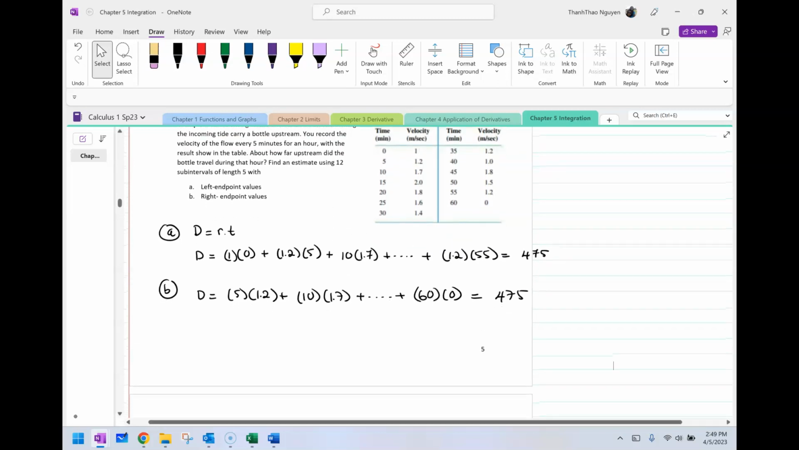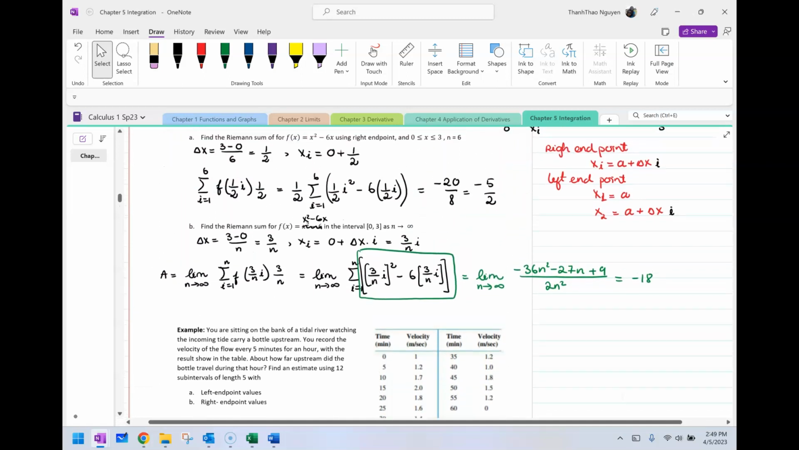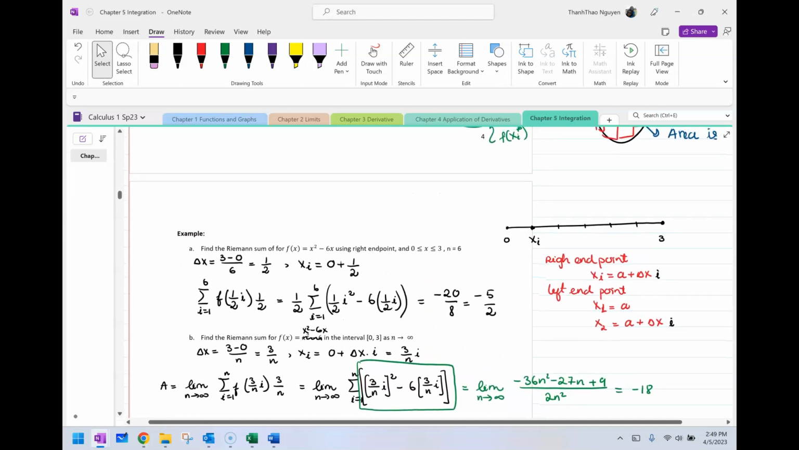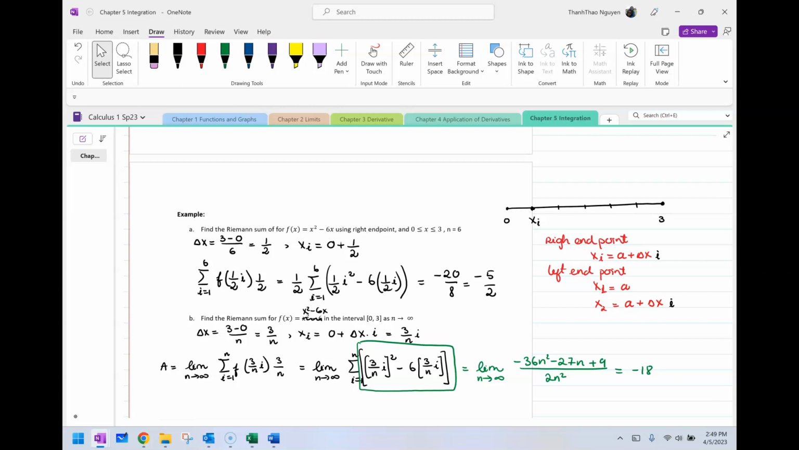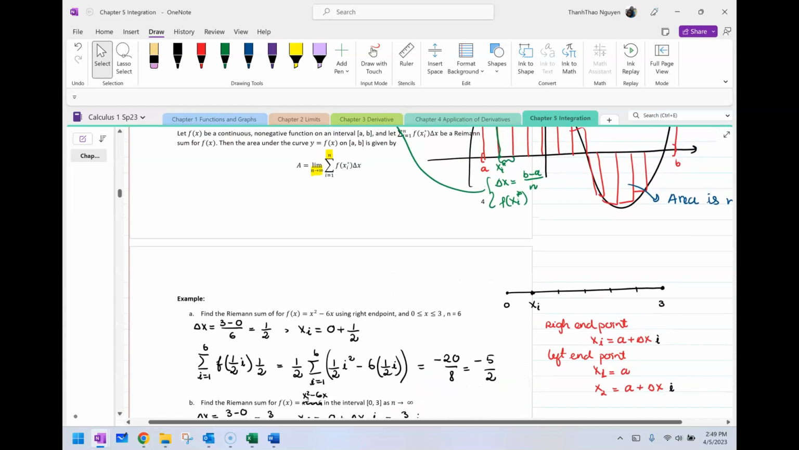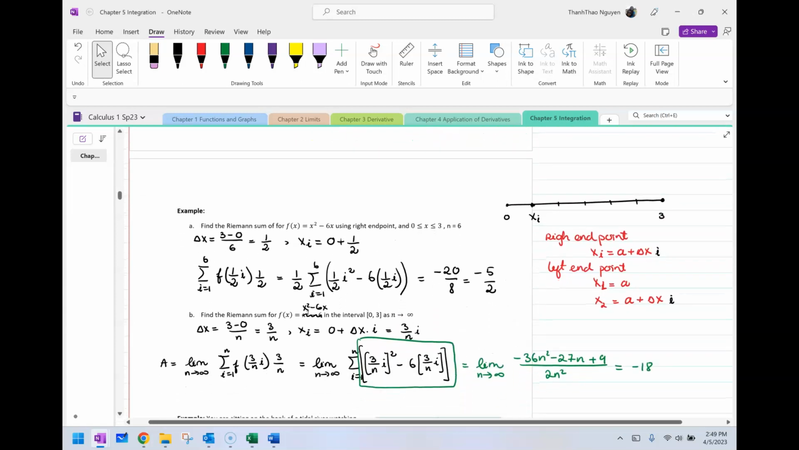Now, before I move on, I do want to stress the importance of figuring out the right endpoint and the left endpoint of your Riemann sum. You need to be very careful of what are the points that you are using. Otherwise, you run into something you can't really solve or something that's even harder than what you should have. So make sure when you use this type of Riemann sum, you know what is your right endpoint and what is your left endpoint and how to find them.